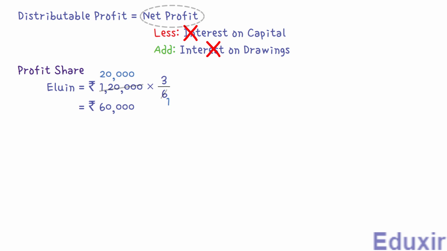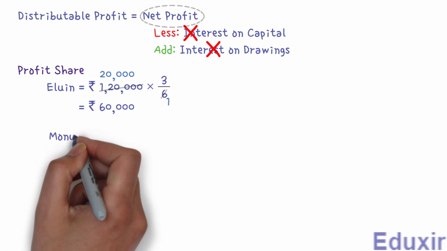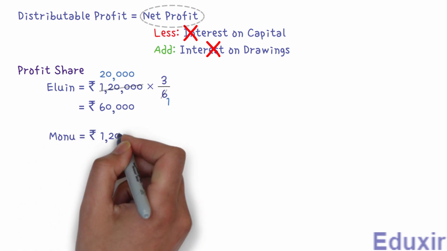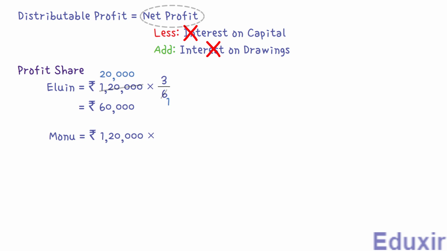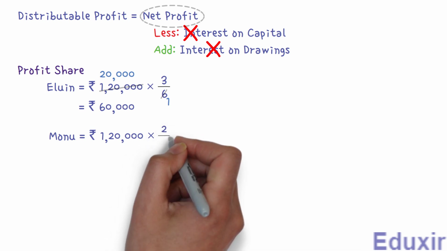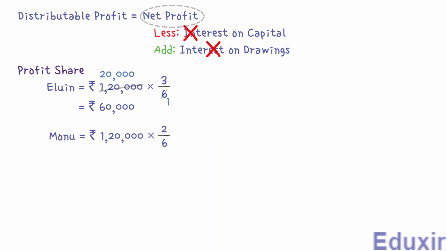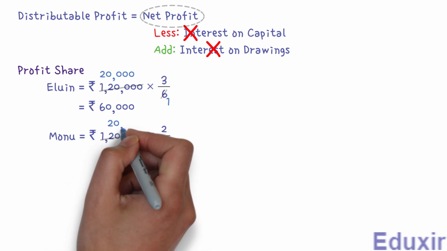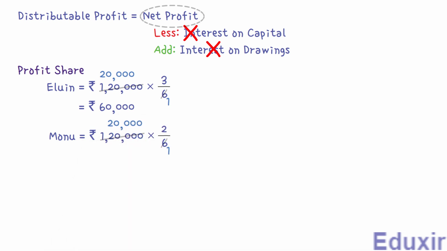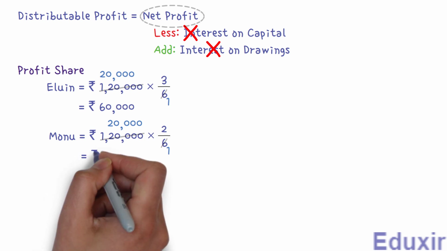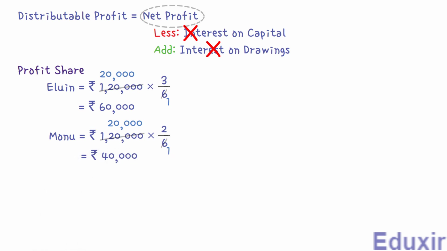Now, the profit share of the partner Monu will be equal to the total net profit amount of 1,20,000 rupees multiplied with his profit sharing ratio 2/6. Cancelling with 6, 6 ones are 6, 20,000 are. Now, if you multiply the remaining 20,000 rupees and 2, we get 40,000 rupees. This is the profit share of the partner Monu.